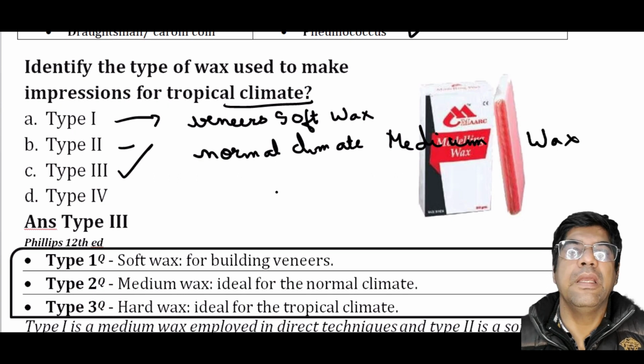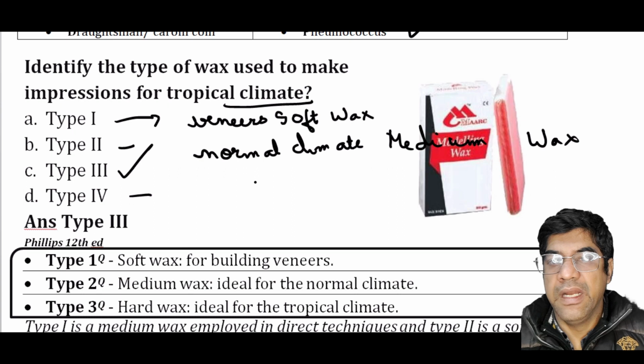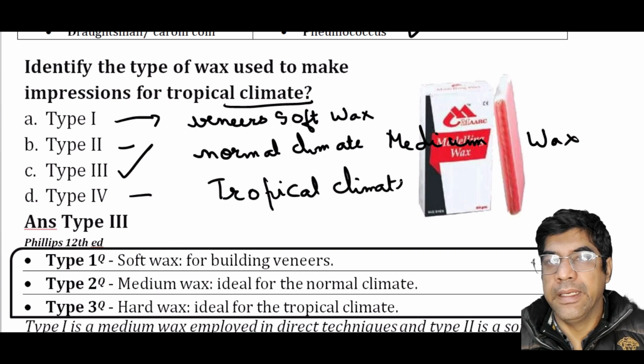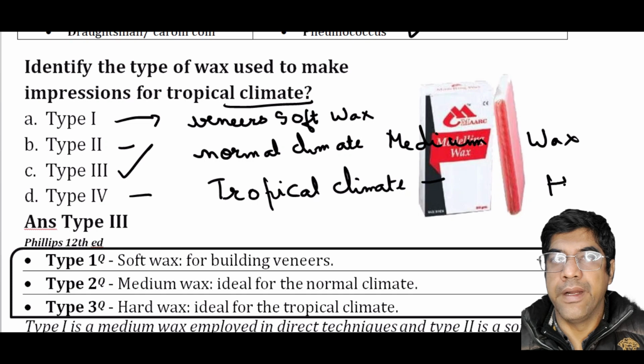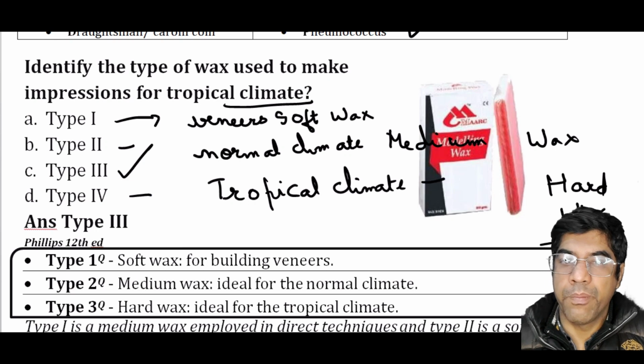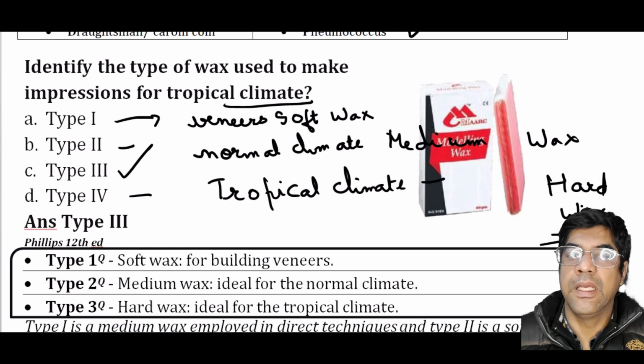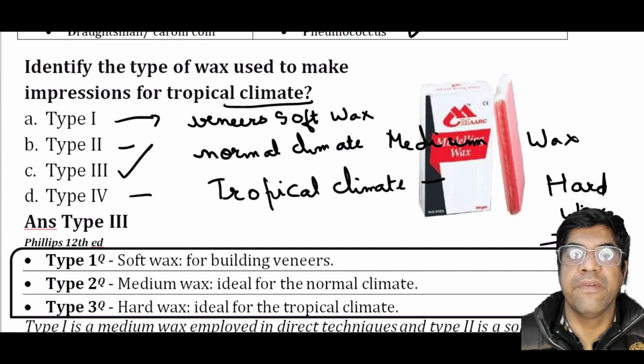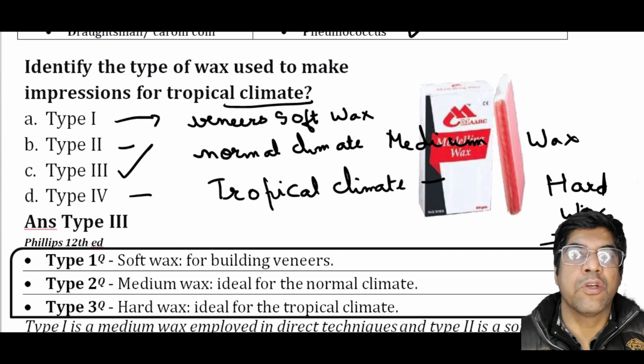Type 3 is used for tropical climate and is the answer of choice, and it is also known as hard wax. So in the tropical climate, where the temperature can affect the stability of dental waxes, the use of a harder wax like type 3 is recommended.